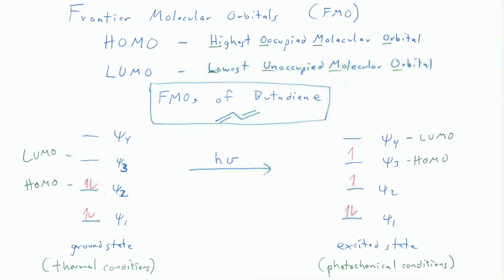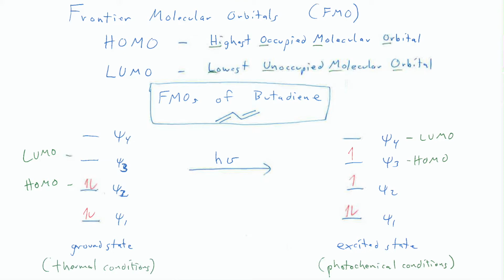The HOMO stands for highest occupied molecular orbital. In other words, the highest energy orbital that has at least one electron in it. And the LUMO stands for lowest unoccupied molecular orbital. So again, we're looking at the lowest energy unoccupied, or empty, orbital.